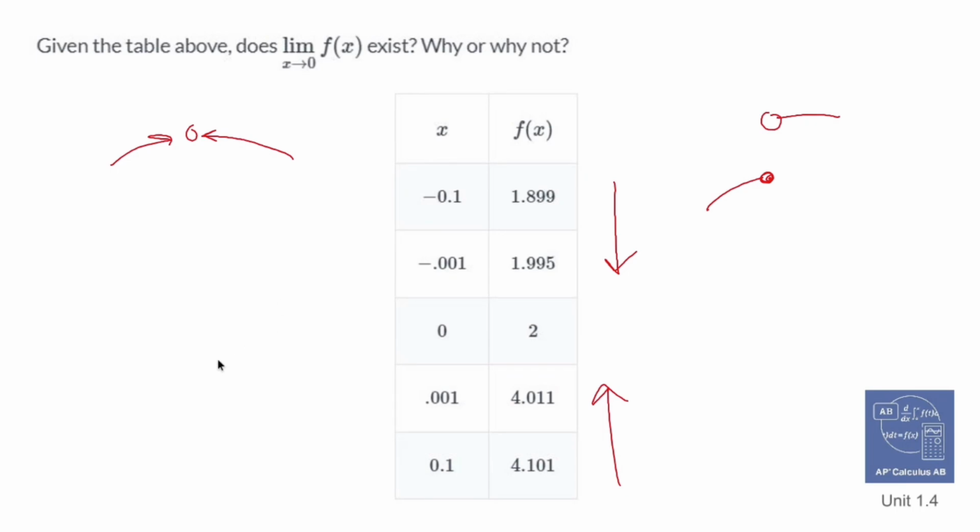So does the limit exist? No. And the reason why it's a no is because the left-handed limit and the right-handed limit are not approaching the same value, therefore the limit does not exist.